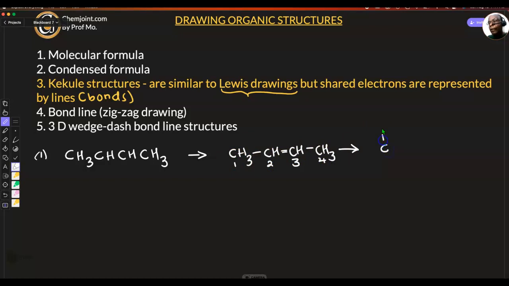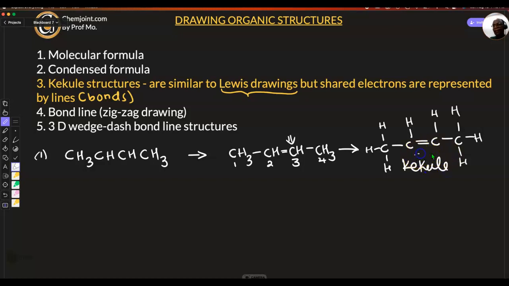For carbon number 1, it is carrying 3 hydrogens. Carbon number 2 is carrying 1 hydrogen and has a double bond. Carbon number 3 has that hydrogen and it's also bonded to a CH3. So this will be the Kekule structure of this molecule right here.